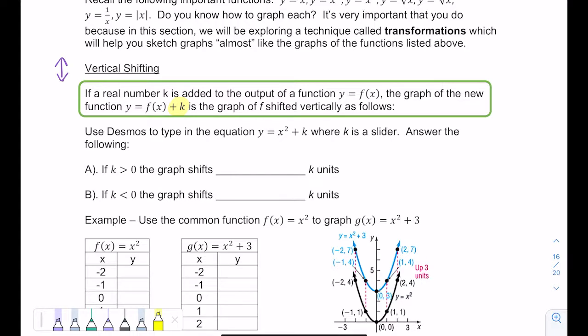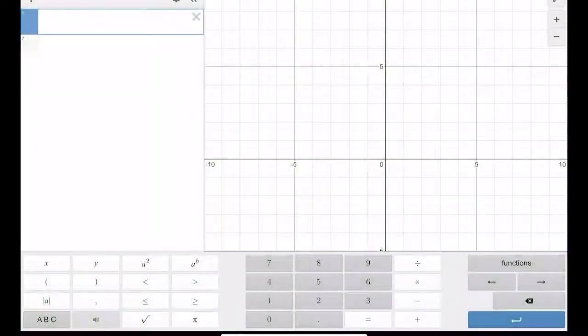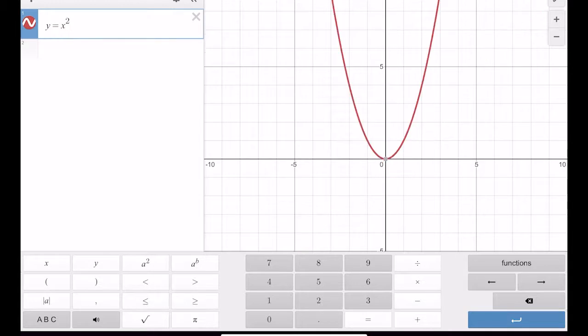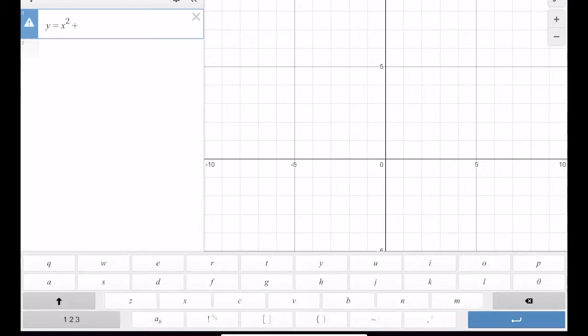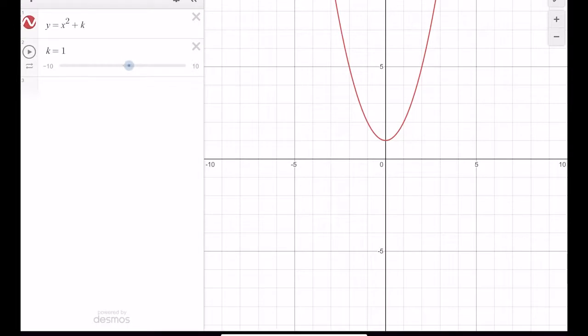So I'm going to go to Desmos and I'm going to add in this equation here. So y equals, we're going to look at the x squared, which is our parabola. We're going to put plus k. And k is going to be a slider. So you're going to click add slider. If you just click on the k, it will create a slider for you. So now you can literally slide that circle right and left and watch what happens to k.